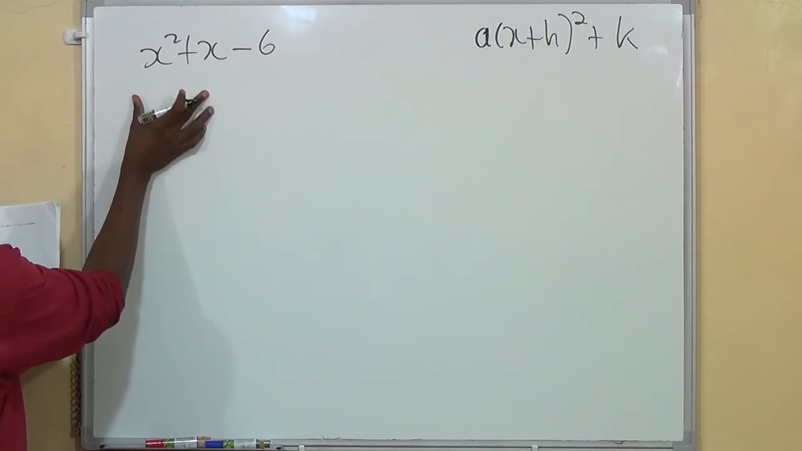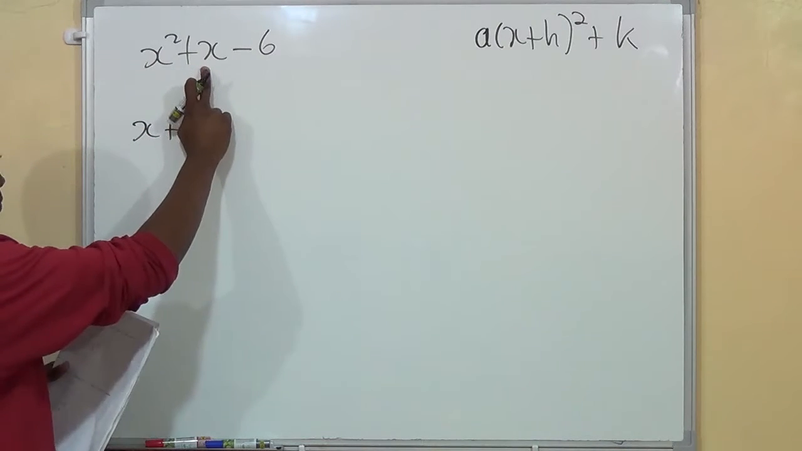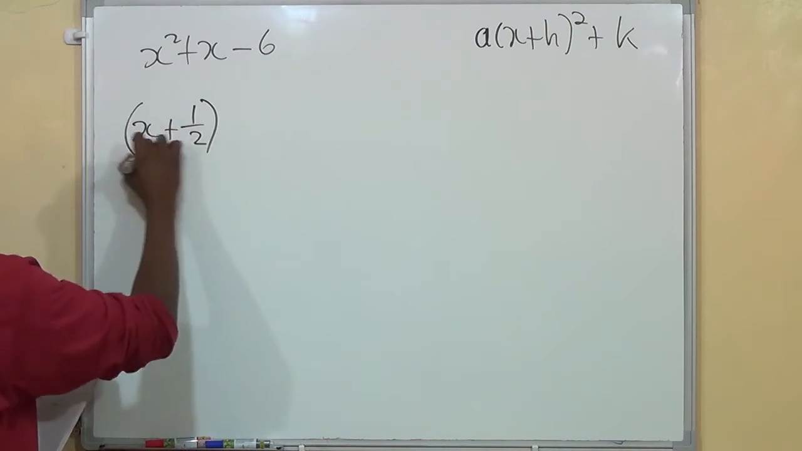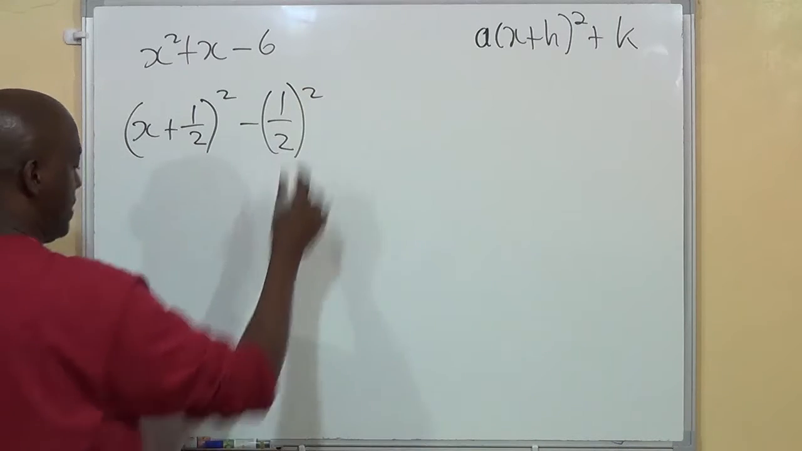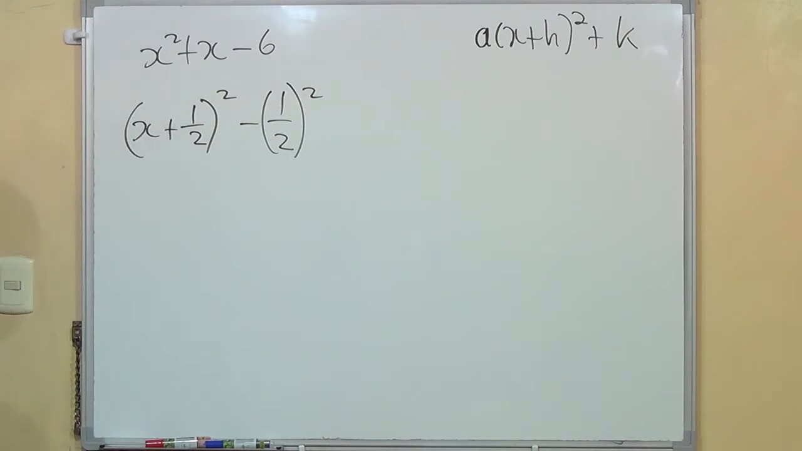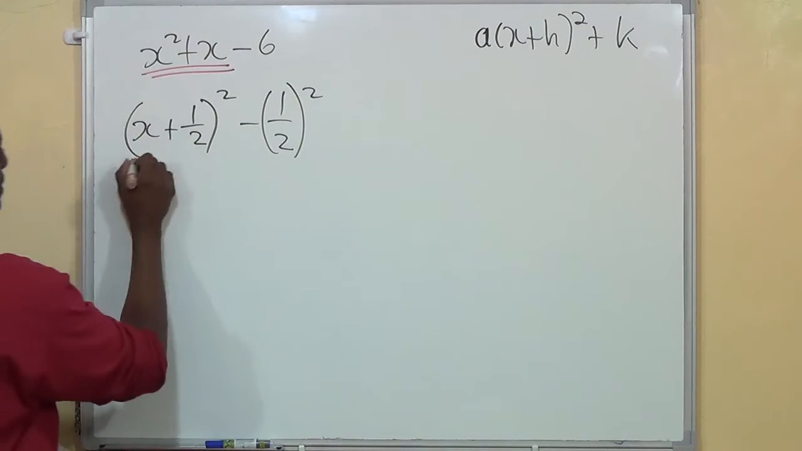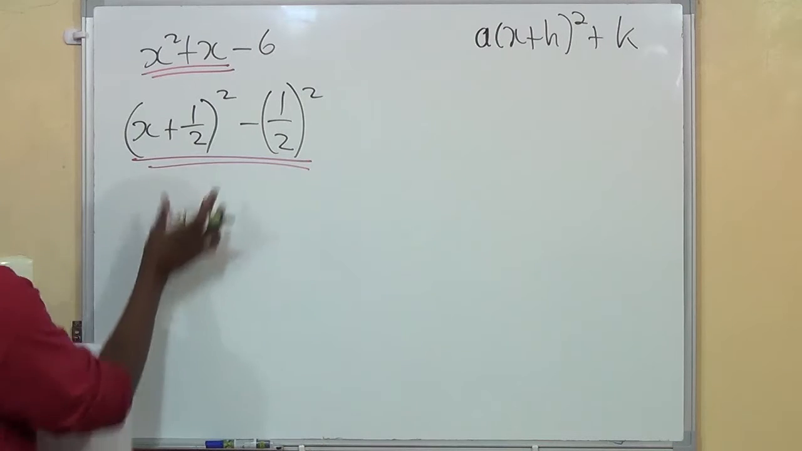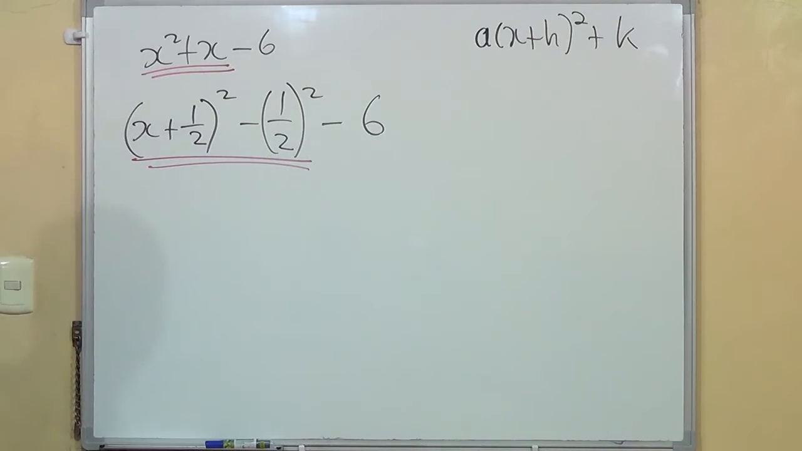Again, we do the same thing here. The coefficient of x is 1, so half of 1 will be a half: (x + 1/2)² − (1/2)². We would have basically taken this and expressed it like that. We transform this to this, and we still have −6 on the outside over here.